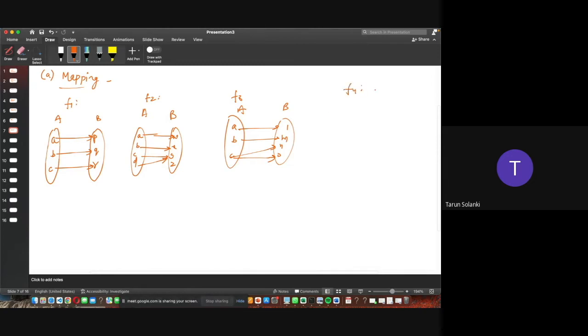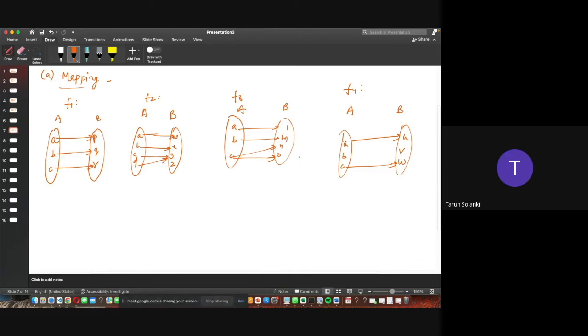One more mapping. So that is your a, b, c, u, v, w. So a with u, c with w. There may be no relation between b and v or with any subsets of the b.